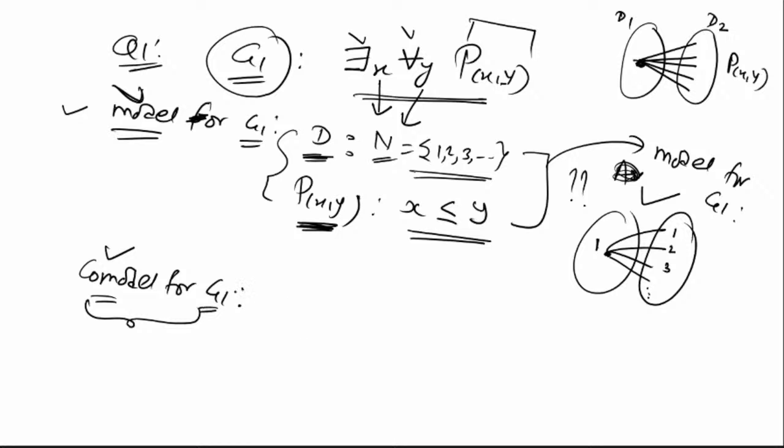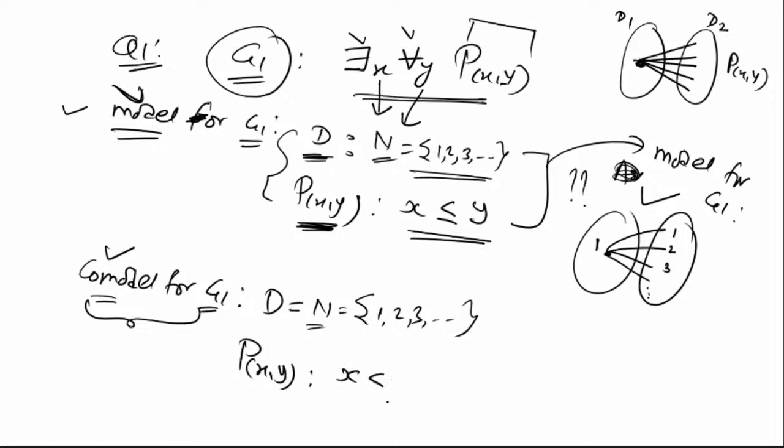Okay, let me give it to you. Again, the first thing you need is a domain. So let's take the domain to be the set of natural numbers for both variables, x and y. Now I also need an interpretation of pxy, which will make G1 false. So let me take x is less than y. Now you can check that in this environment our G1 will become false.